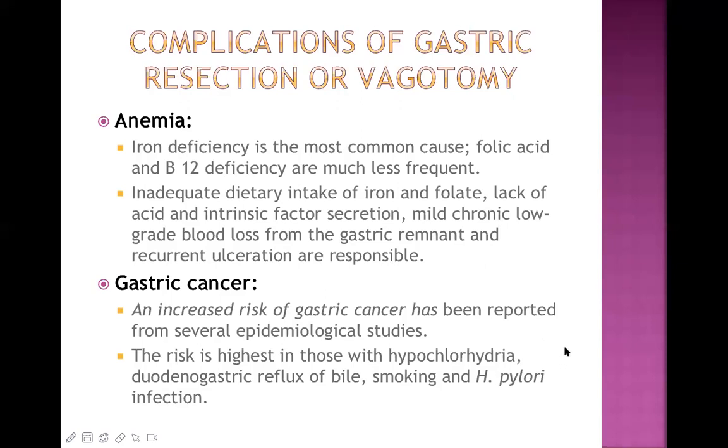Now, one of the dreadful complications of gastric resection is gastric cancer. In that remaining part of the stomach, some cancerous change may happen, and the risk is highest in those with hypochlorhydria, which means decreased acid secretion. Also duodenogastric reflux of bile. See that the reflux of bile is never good in the stomach. Smoking and Helicobacter pylori infection, which may be continuously occurring there. So all of these can lead to gastric cancer in the remaining part of the stomach.